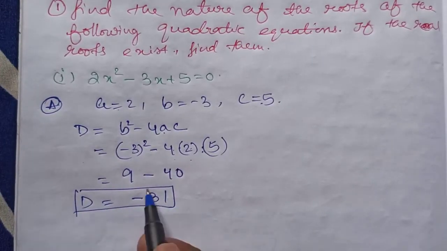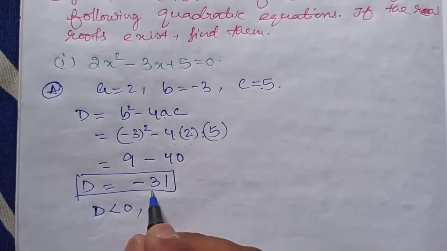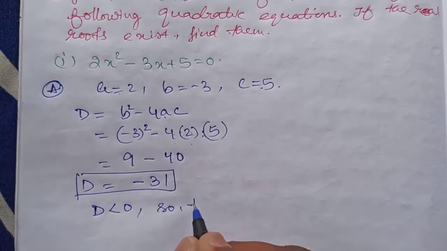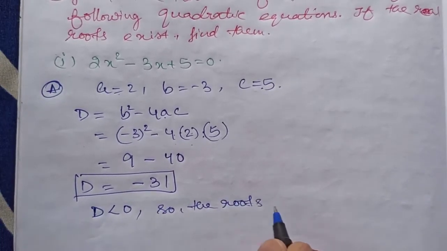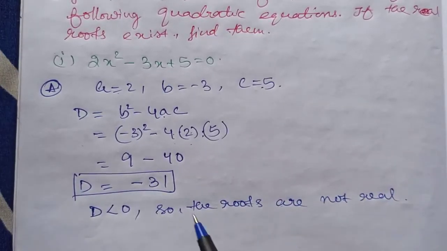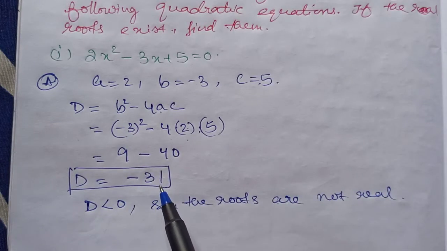With this value it is clear that d is less than 0, because minus 31 is less than 0. This is a negative value. So the roots are not real. From this question we got d less than 0, that is a negative value. So the roots of this equation are not real. So no need to find the roots by using Sridharacharya formula. You can proceed to the next question.